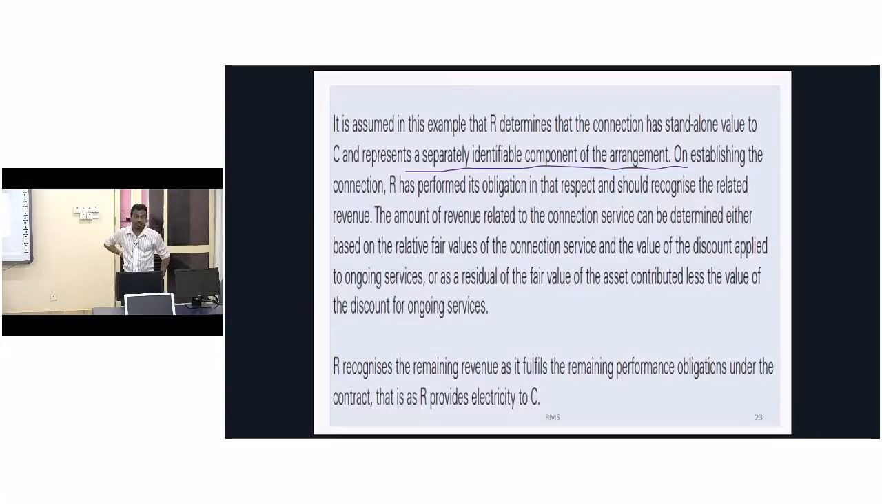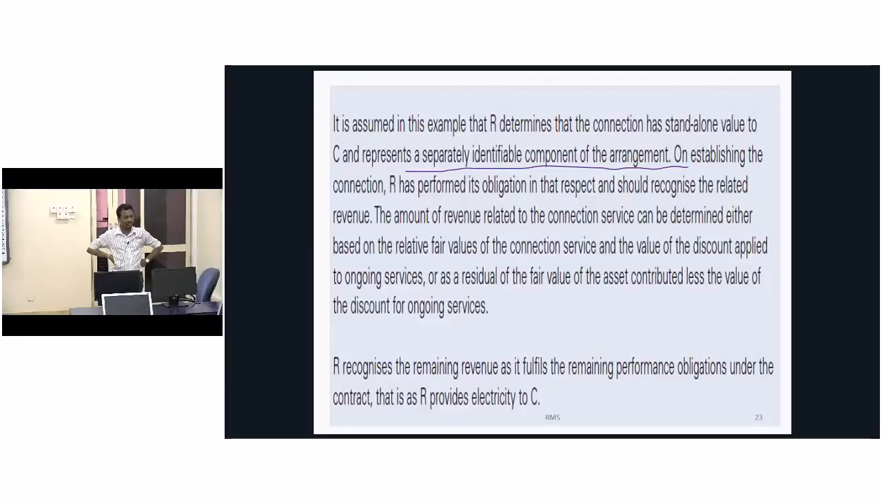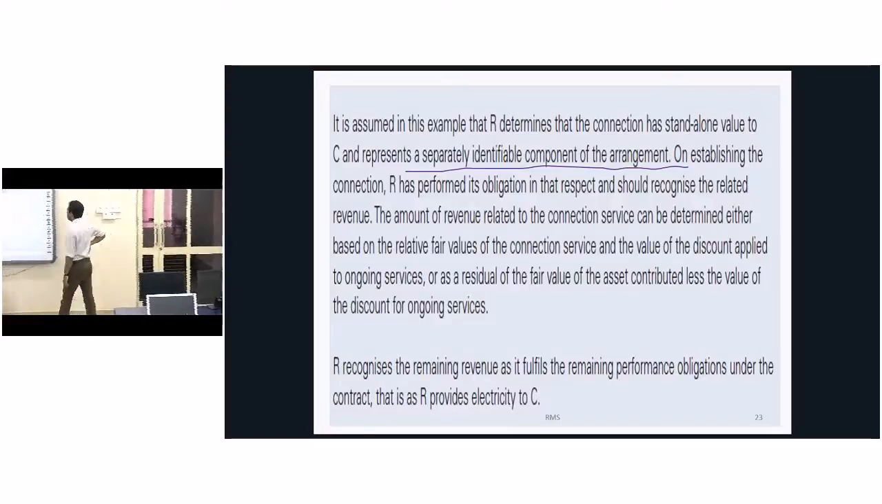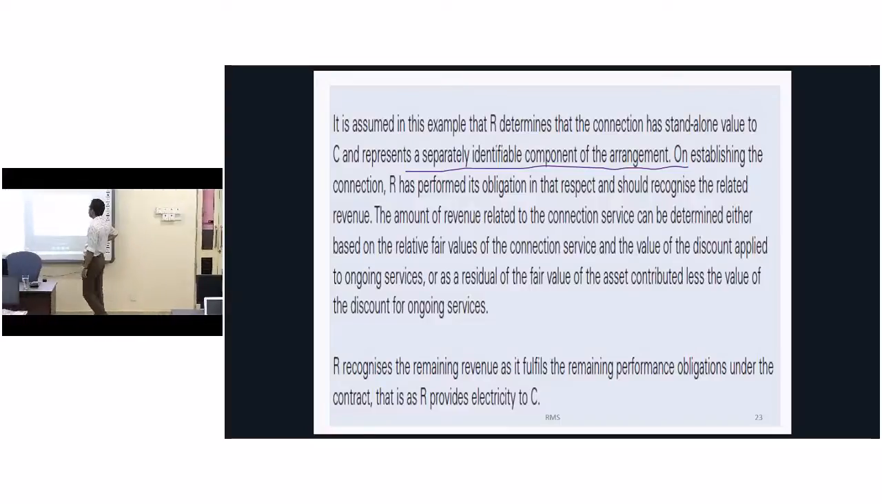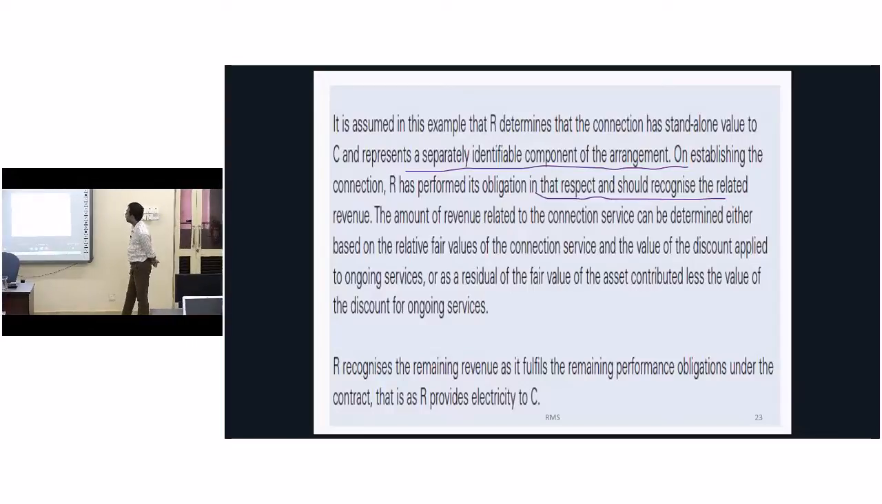The electricity company can use this transformer to give electricity connections to other customers also. Then the electricity company has a value, actually a benefit. We are going to again account for the electricity company, or we call it the electricity board. On establishing the connection, R has performed its obligation in that respect and should recognize the related revenue.